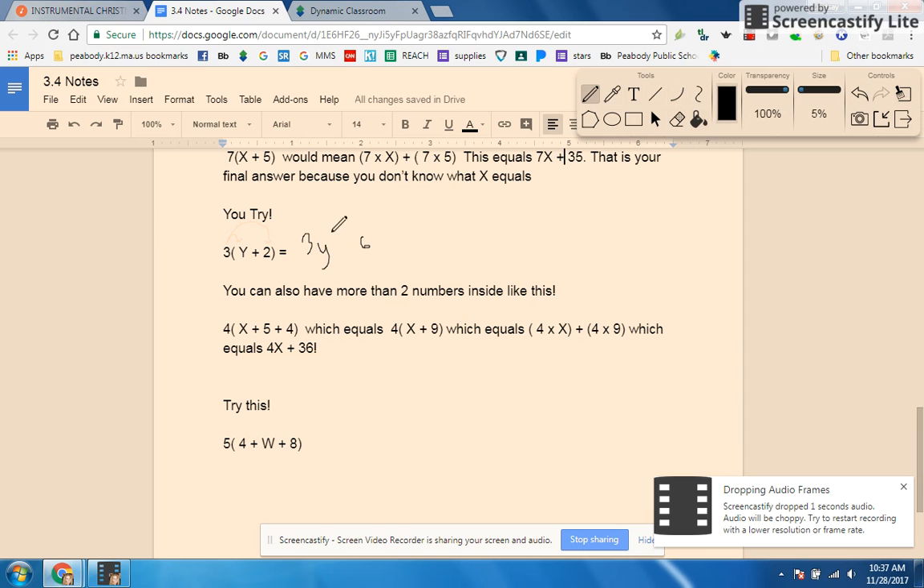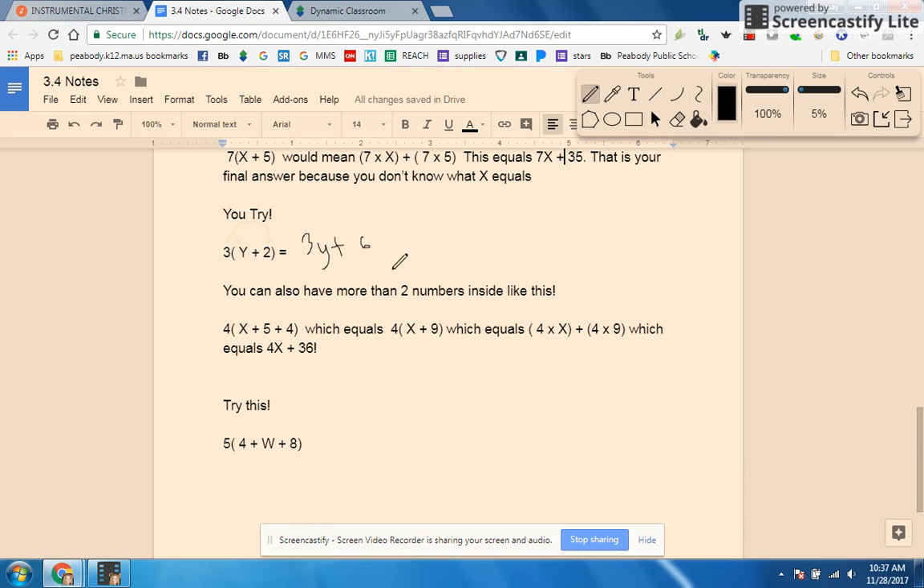There's a plus sign in the problem, put a plus sign in the middle. So 3y plus 6 is your final answer. Again, do not add the constant 6 with the coefficient 3. You can't add constants and coefficients.